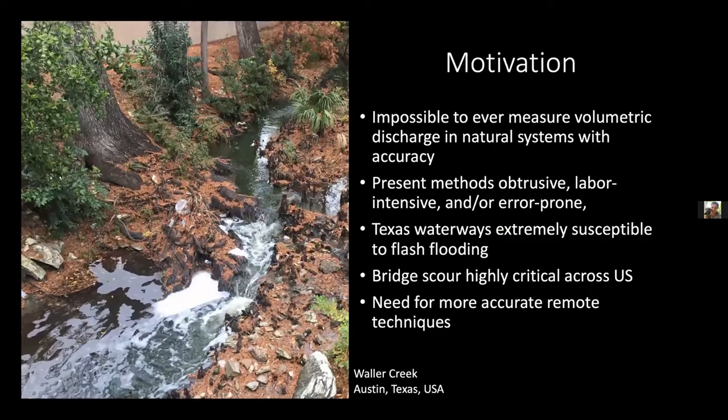So our motivation, it seems like we're all on the same page here, so I can hit this one pretty quickly. I think, as we all know, it is impossible to ever, with 100% accuracy, measure the actual volumetric discharge in a natural stream with changing bathymetry that varies heavily in space and in time, where we have recirculation or all sorts of obstructions. It is impossible to really know what that volumetric discharge is.